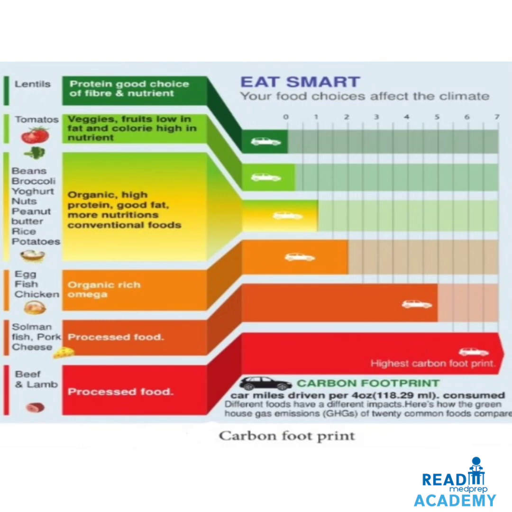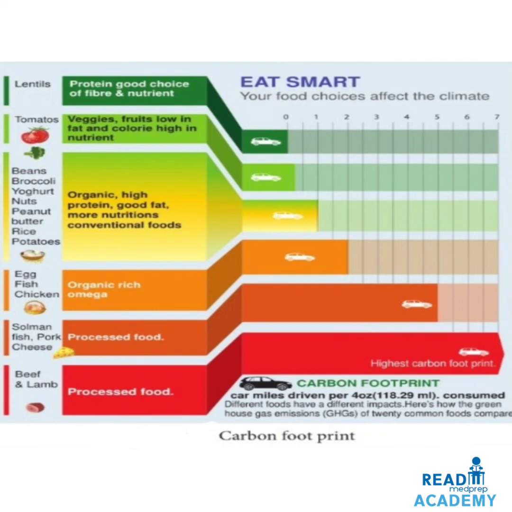Here the lentils, which are a good source of protein, fiber and nutrients, produce less carbon release into the atmosphere. Tomatoes, which are veggies, fruits low in fat and calorie, high in nutrients, and conventional foods, when they are used, produce less carbon.